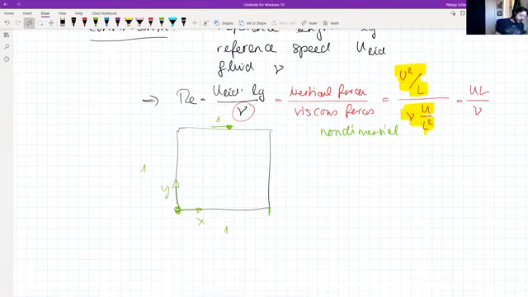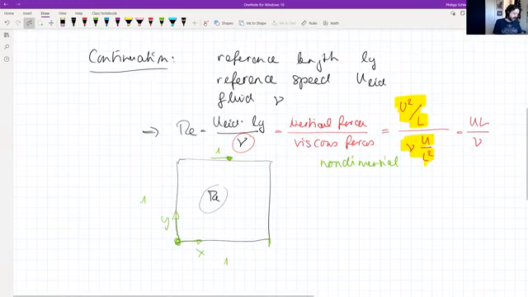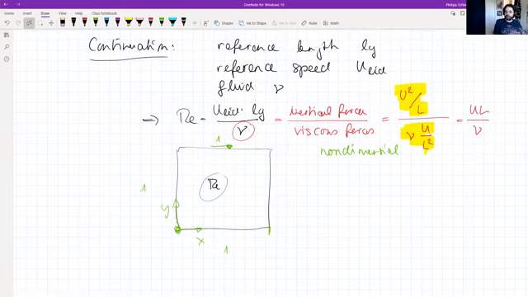Okay, so now we have our cavity, non-dimensional: a square with a size of 1 and a velocity of 1 on top, described by the Reynolds number. Essentially, for the physical description of the lid-driven cavity, that's it.